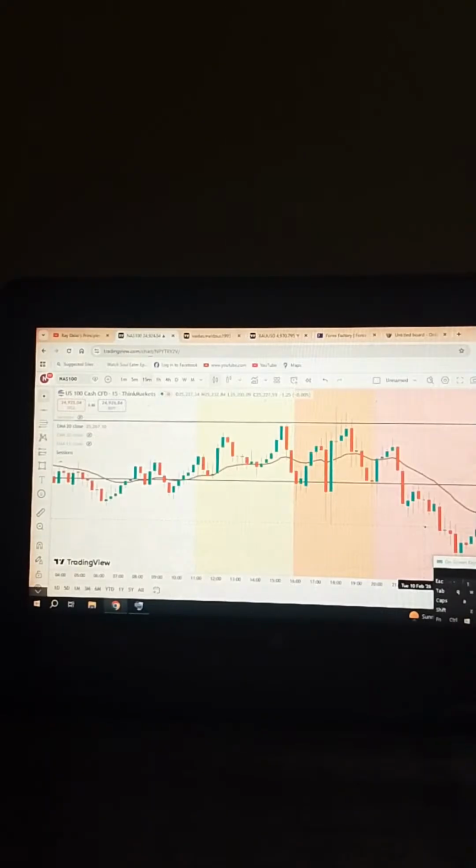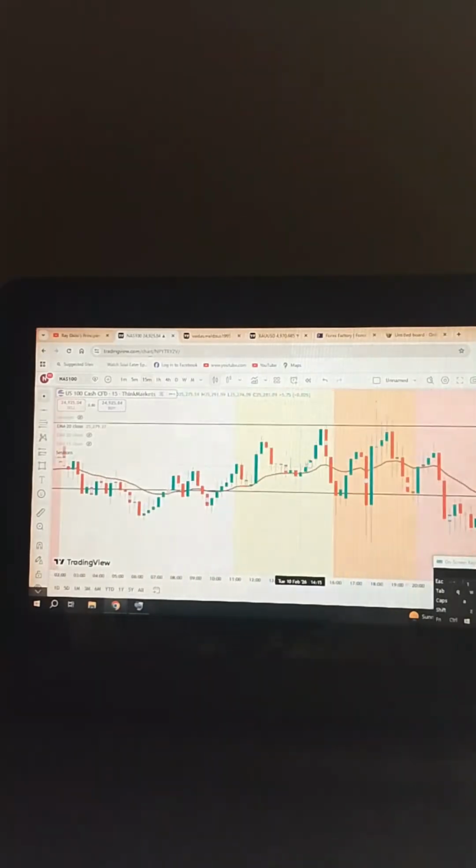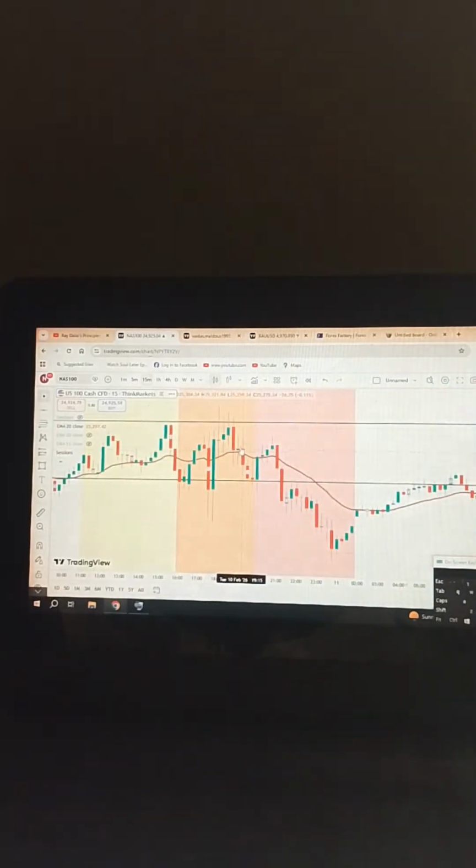When you wait for the liquidity to be taken out, then you can trade it very well. Liquidity was taken here. Then all of a sudden, you wait for the market to dip below the 20 MA. Then that's your entry. Here, you can see.